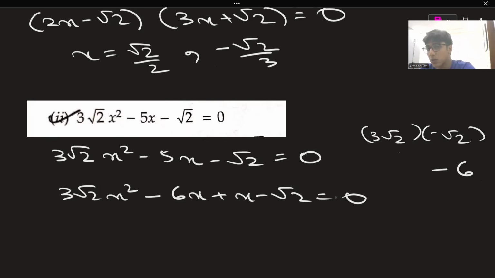Now, x minus root 2, there are no common factors, right? You can't take out anything common. It's completely different. So just simply write that as 1 times x minus root 2.